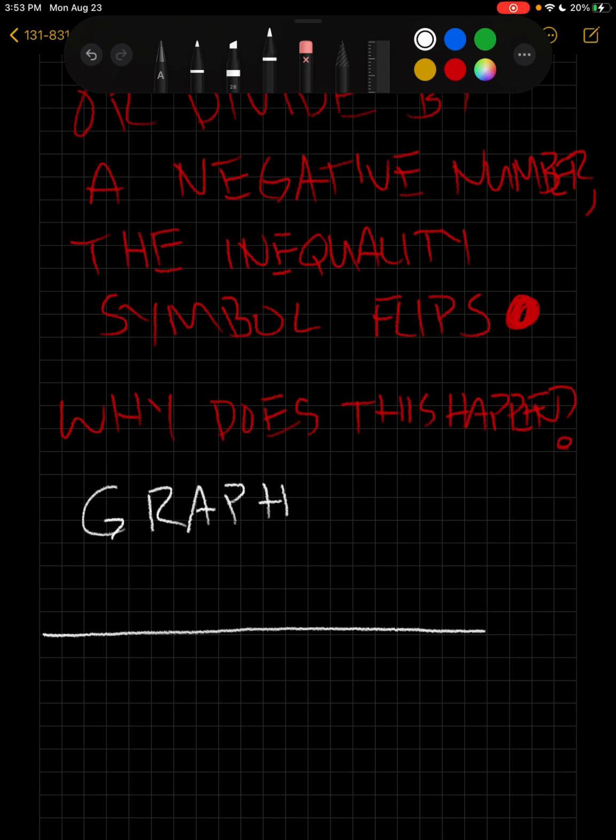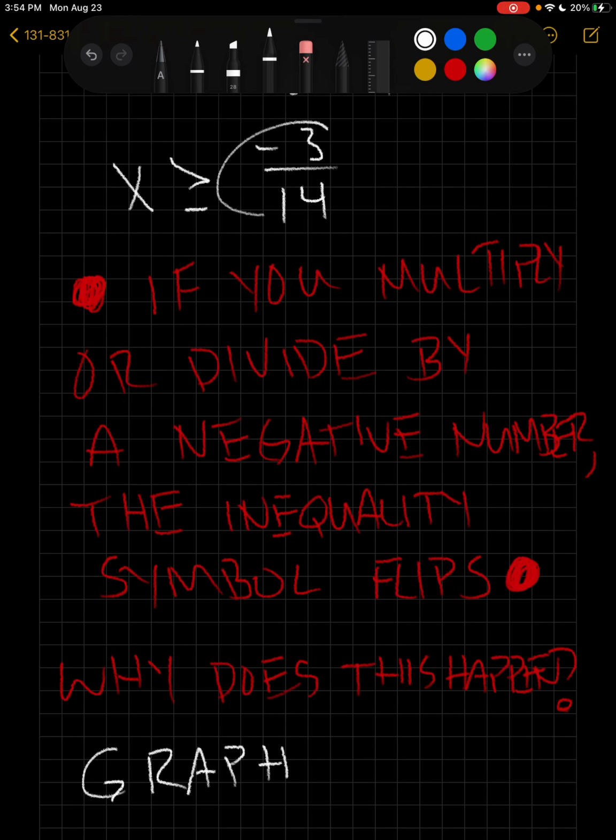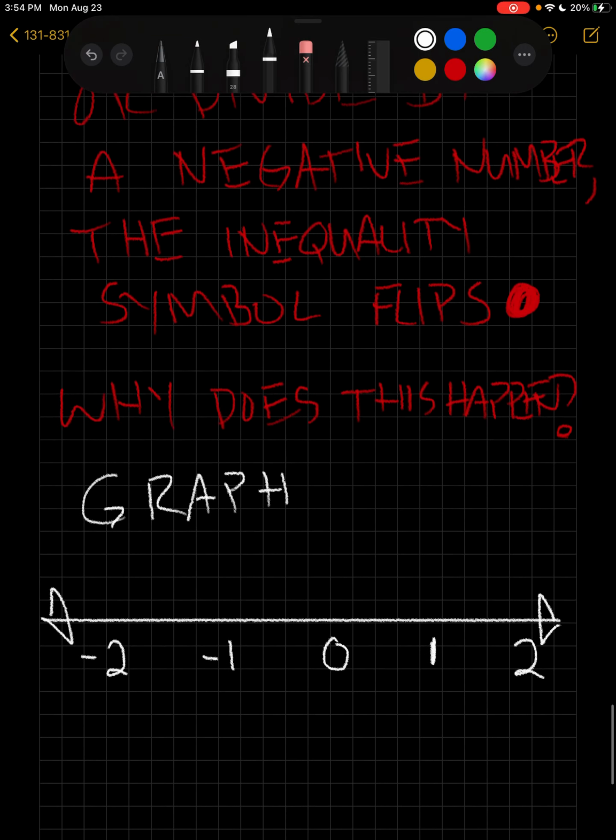So let's draw ourselves a number line. So here I'm going to give us negative 2, negative 1, 0, 1, and 2. And I see that this is a fraction, and 3 over 14 would be smaller than 1. So that puts this in between 0 and negative 1. I'm going to put it right here. We're going to say this is our negative 3 over 14.